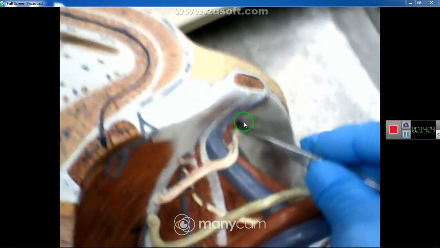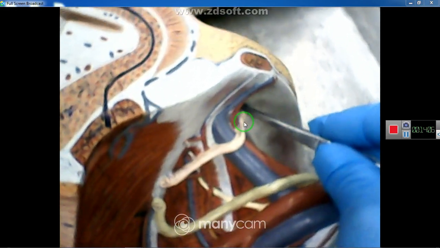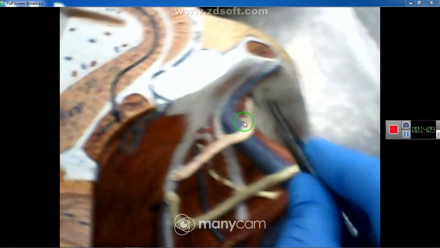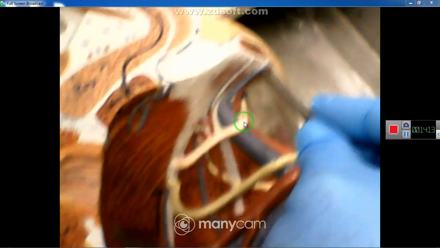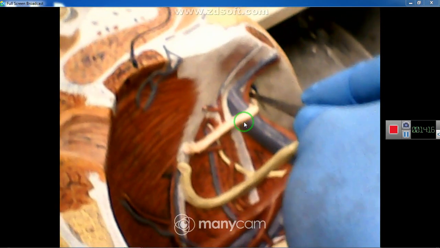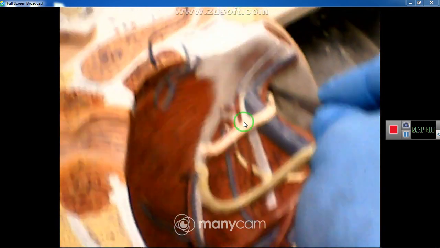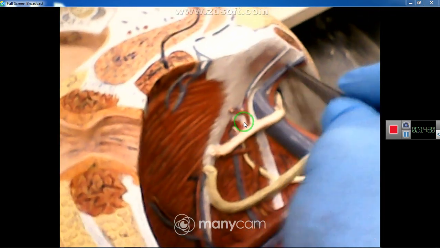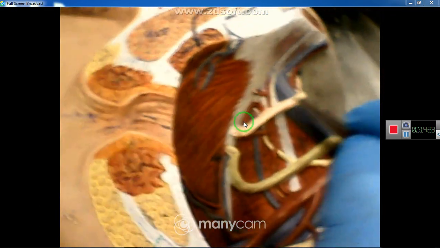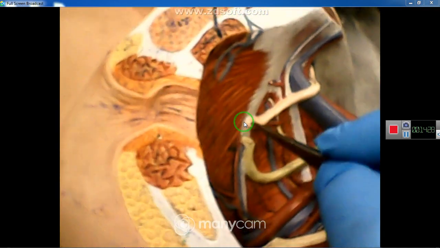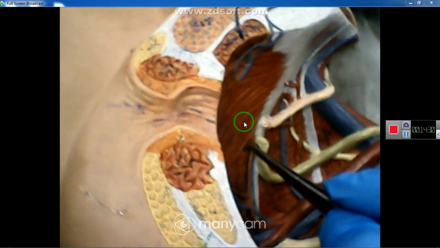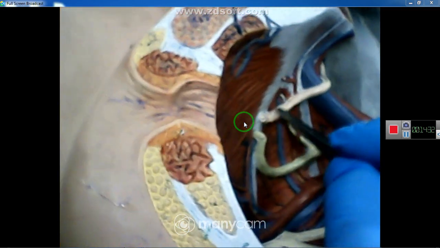Then, when the vas deferens exits out of the deep inguinal ring, it will turn medially on the lateral side of the inferior epigastric vessels. These are the inferior epigastric vessels, and this is the vas exiting out of the deep inguinal ring, and it's turning on the lateral side of these inferior epigastric vessels, crossing the external iliac arteries, and reaching the back of the urinary bladder. When the vas reaches the back of the urinary bladder, of course, just look to the cursor.